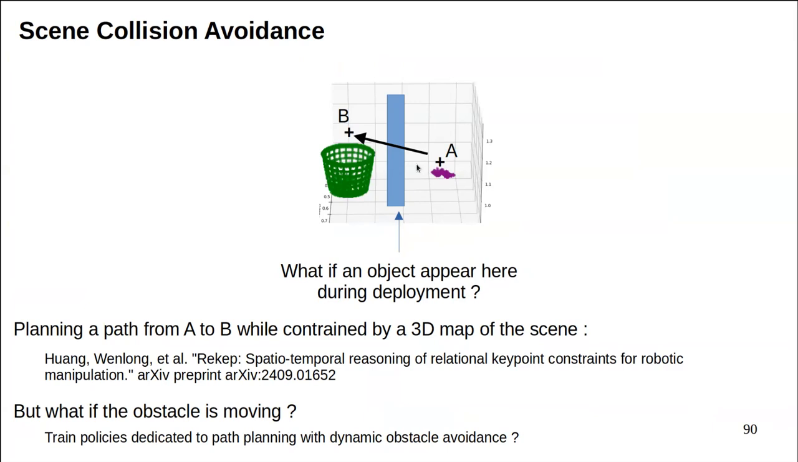There are existing solutions that can plan a path from point A to point B while avoiding obstacles, knowing the 3D map of the scene. But these solutions do not work if the obstacle is moving. So if you have a dynamic obstacle moving in the scene, we might need to train some smarter path planning, for instance, training path planners with dynamic obstacle avoidance solutions.